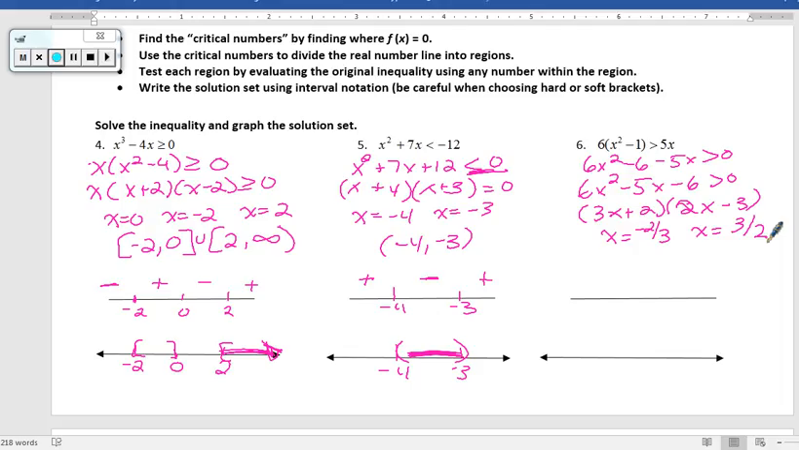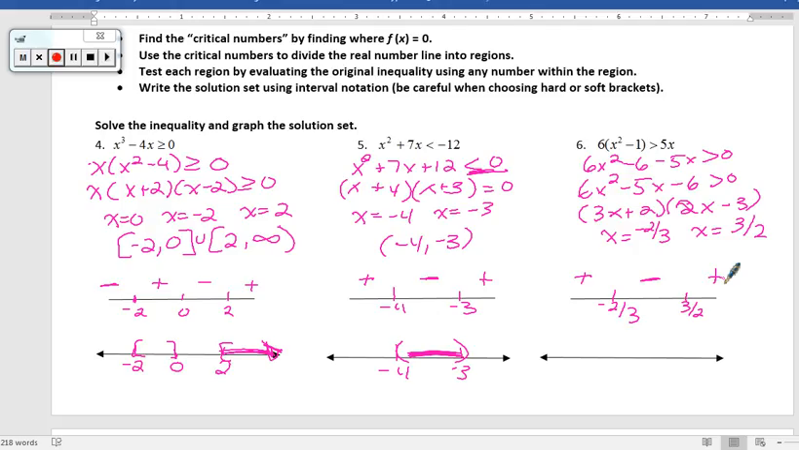Then we need to run our test. So -2/3 would be on the left. Positive 3/2 would be on the right. If I pick a number less than -2/3, let's say like -2, and I plug that into my original equation, we get a plus value. If I pick 0, that's an easy one to pick in between here, we get negative. Anything above 3/2, so for example 2, you would get a positive value.